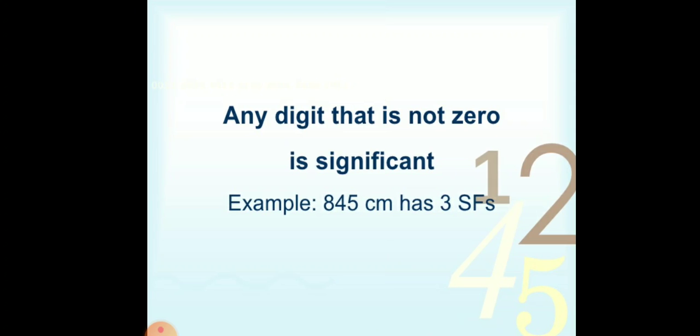For example, 845 centimeter has how many significant figures? 3 significant figures. Here SF means significant figure. So 845 centimeter has 3 significant figures. All the non-zero digits are significant. Any digit that is not 0 is significant. That is the first rule for determining the number of significant figures.